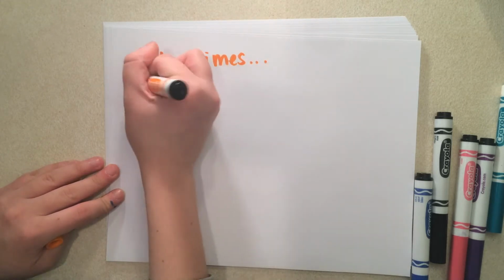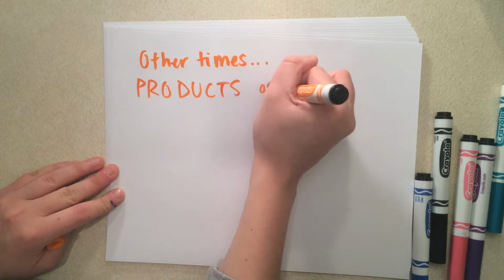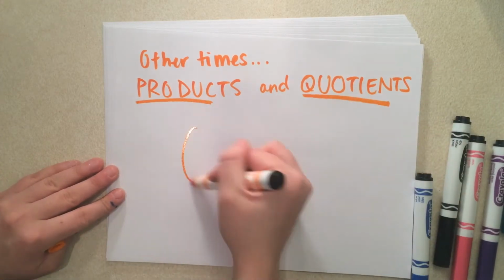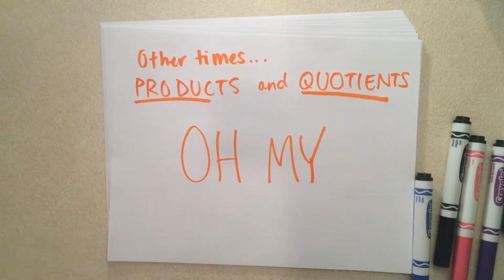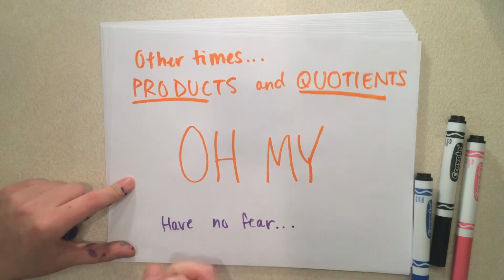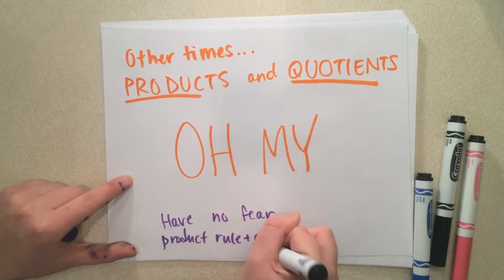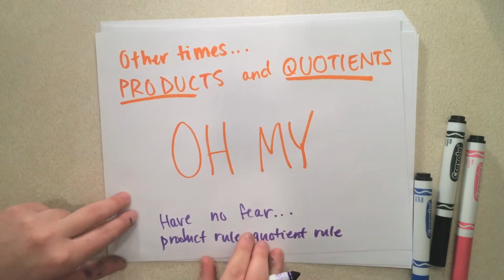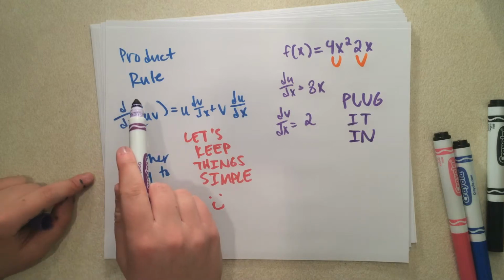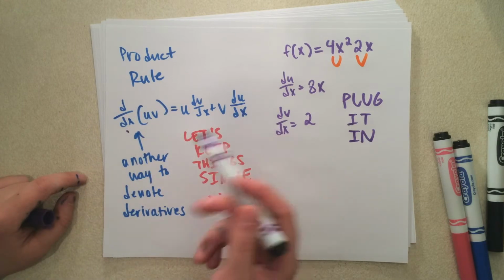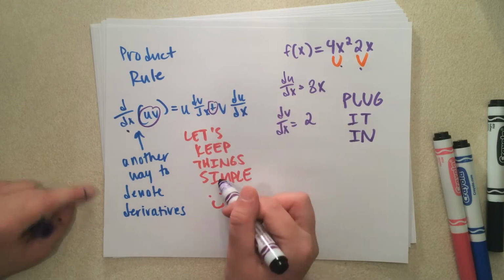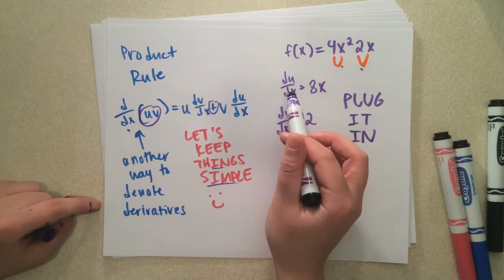Other times, you may have products and quotients that you need to find the derivative of. And this can seem kind of intimidating, but there is the product rule and the quotient rule, which are fairly easy to understand when kept in simple terms. So I'm just going to stay in simple terms. So here what I've done is written the product rule, d over dx of uv, and just d over dx is another way to denote derivatives.